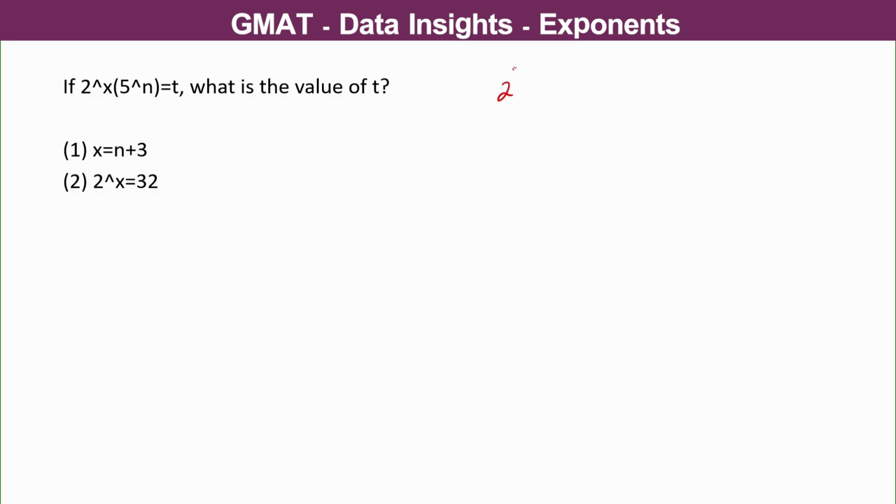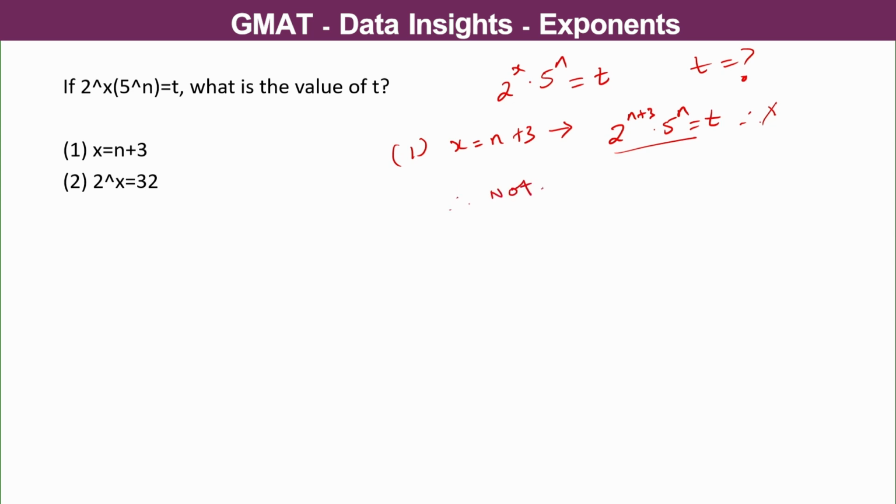2 to the power of x into 5 to the power of n is equal to t. They are asking what is the value of t. The first statement says x is equal to n plus 3. So, we will have 2 to the power of n plus 3 into 5 to the power of n is equal to t, but we still do not know what n is. So, therefore, you cannot answer the question and this information is not sufficient.